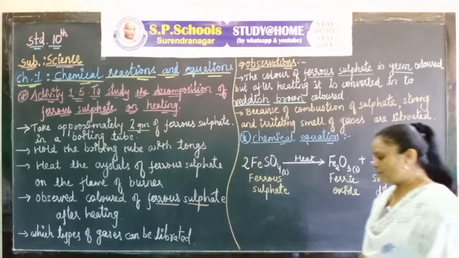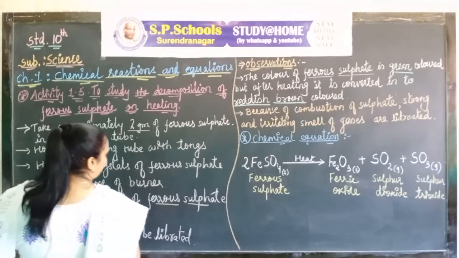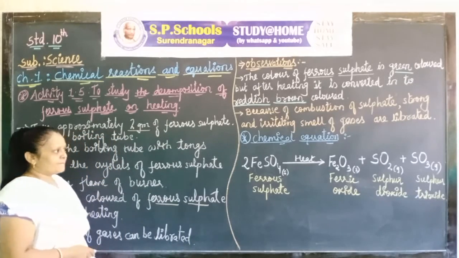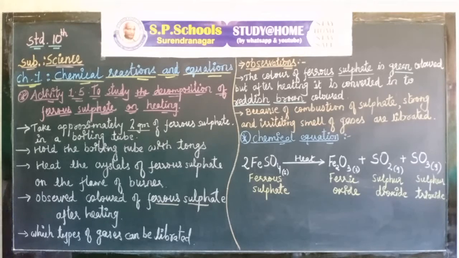So the activity tells us that we can take one type of substance, and after heating we have three types of products. Let's see in the next session the continuation of decomposition reactions.